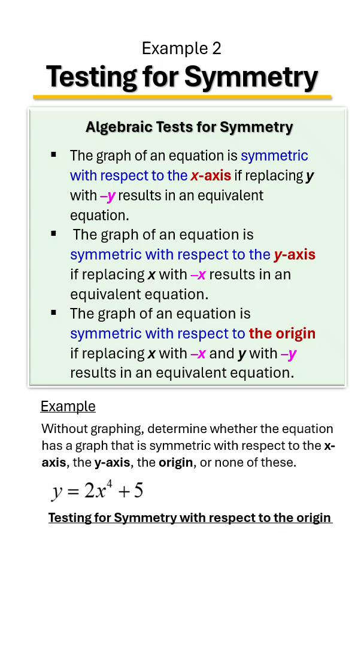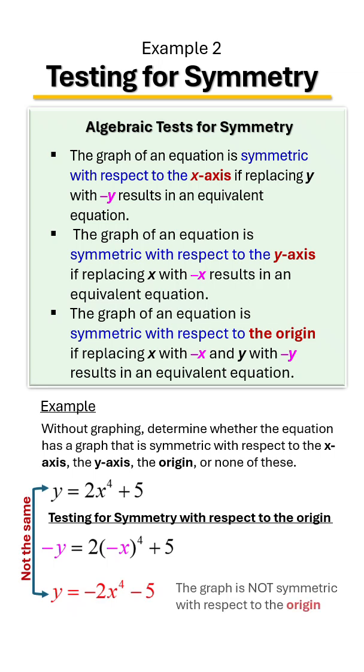Lastly, we want to test to see if this same equation is symmetric with respect to the origin. So recall, we just need to remove x and y and replace them both with their opposite. Once we do that and simplify, we can see here that it is not the same as what we started with, so we have to conclude then that the graph is not symmetric with respect to the origin.